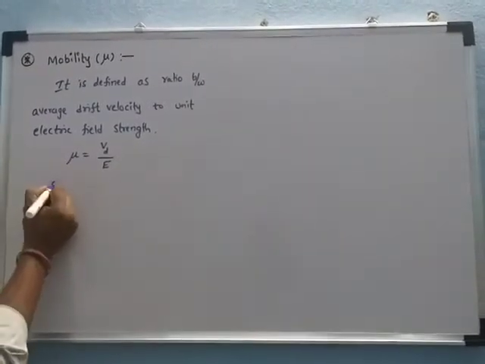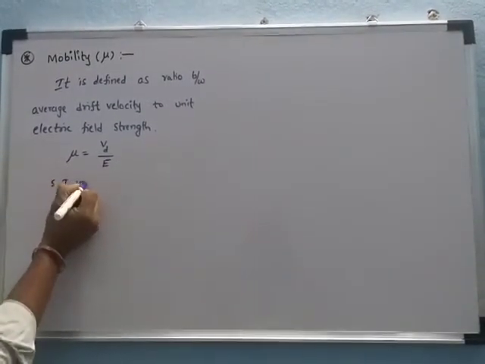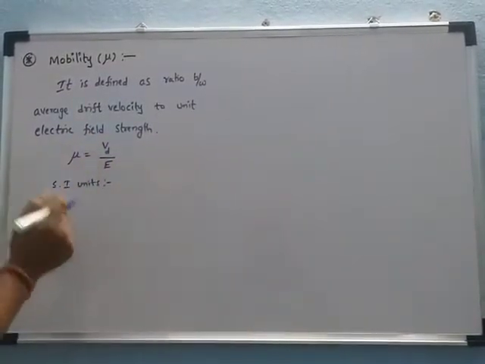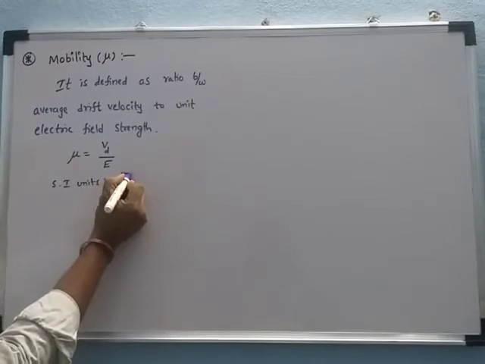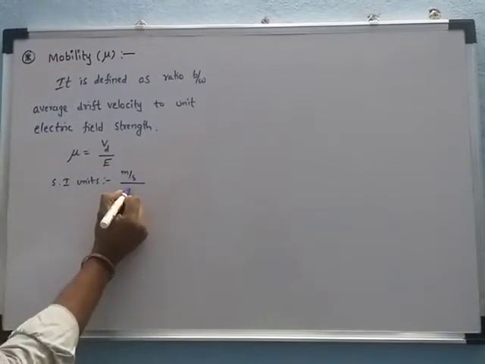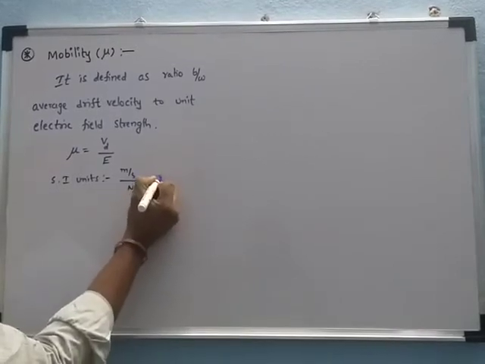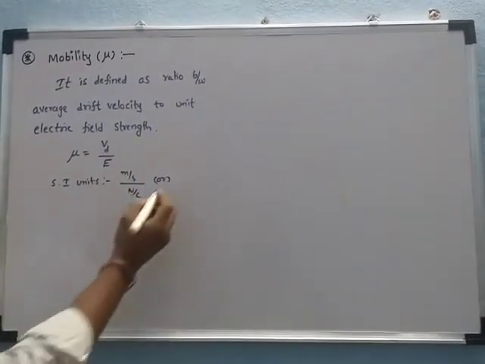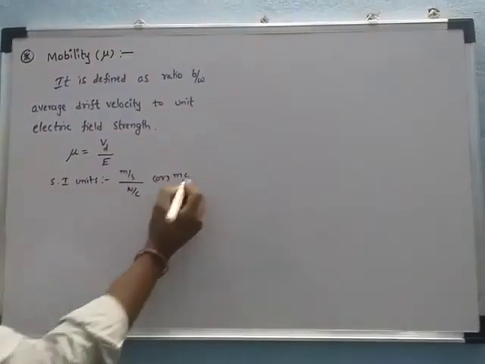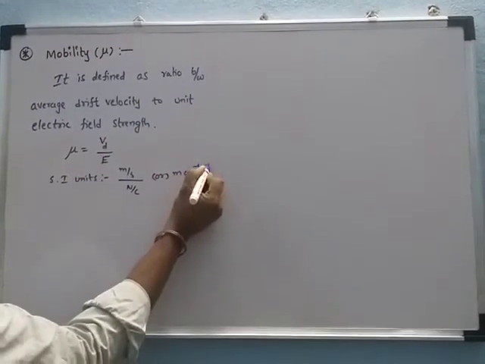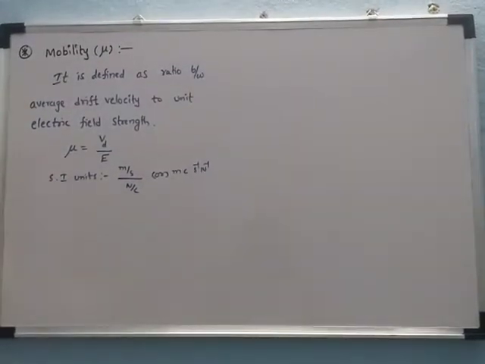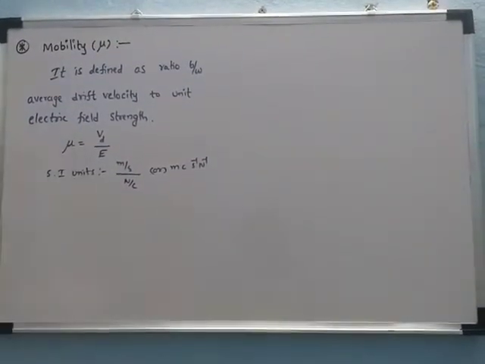Now write its SI units. The drift velocity is in meter per second. Electric field is in Newton per coulomb, or we can also write meter coulomb second inverse Newton inverse. This is the SI unit of mobility.